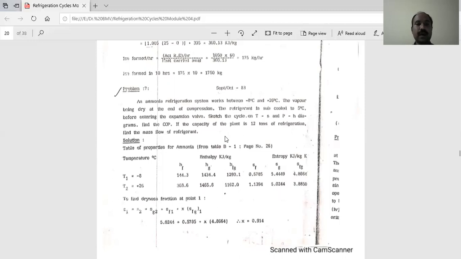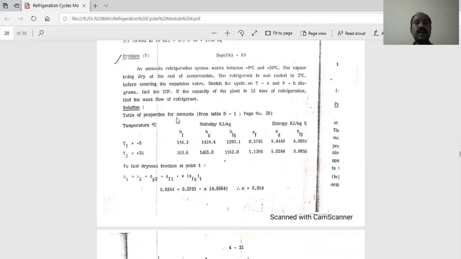Okay, this is the problem. Here we are using ammonia as the refrigerant, so we can use the properties of ammonia from Table 1, page number 26 of the thermodynamics data handbook. That is, T1 is equal to minus 8 degrees centigrade, T2 is equal to 26 degrees centigrade. You can write down these values of HF, HG and HFG, and the entropy values SF, SG and SFG. All the values you should note down.